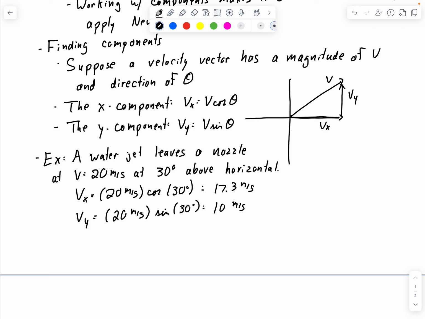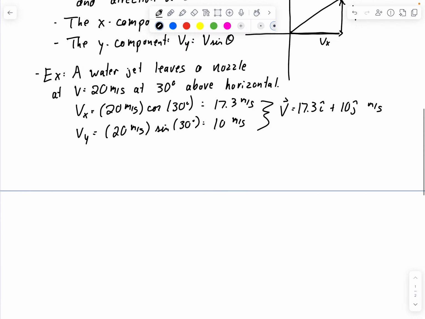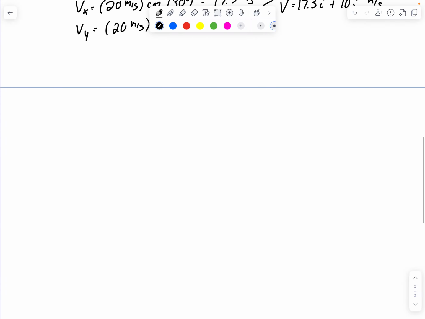We could also write this as V is equal to 17.3 i, which indicates the x direction, plus 10 j, and this is in meters per second. That tells you the x and the y component. Now we can also add vectors using components, and we'll look at that briefly as well.